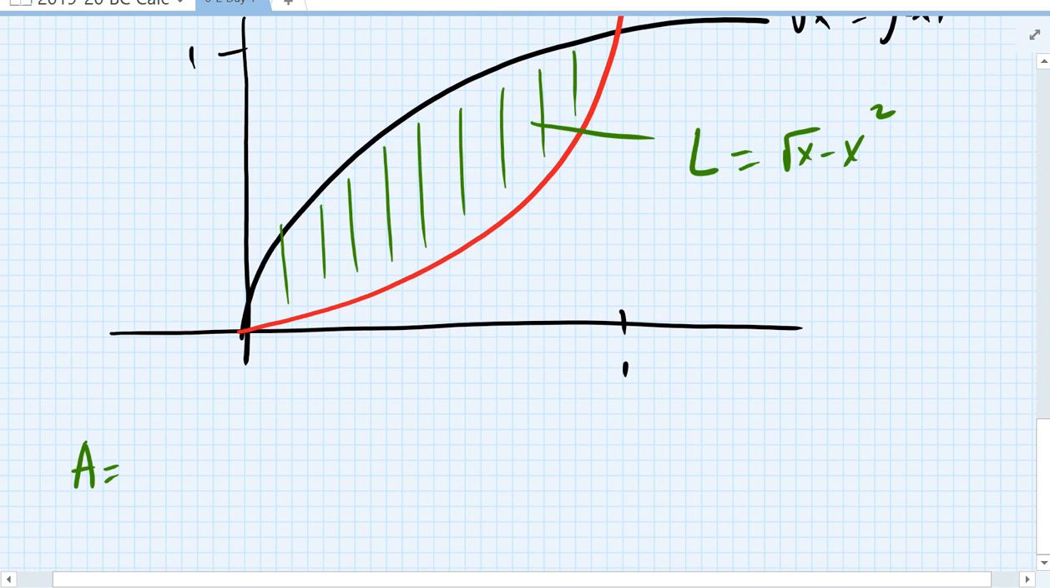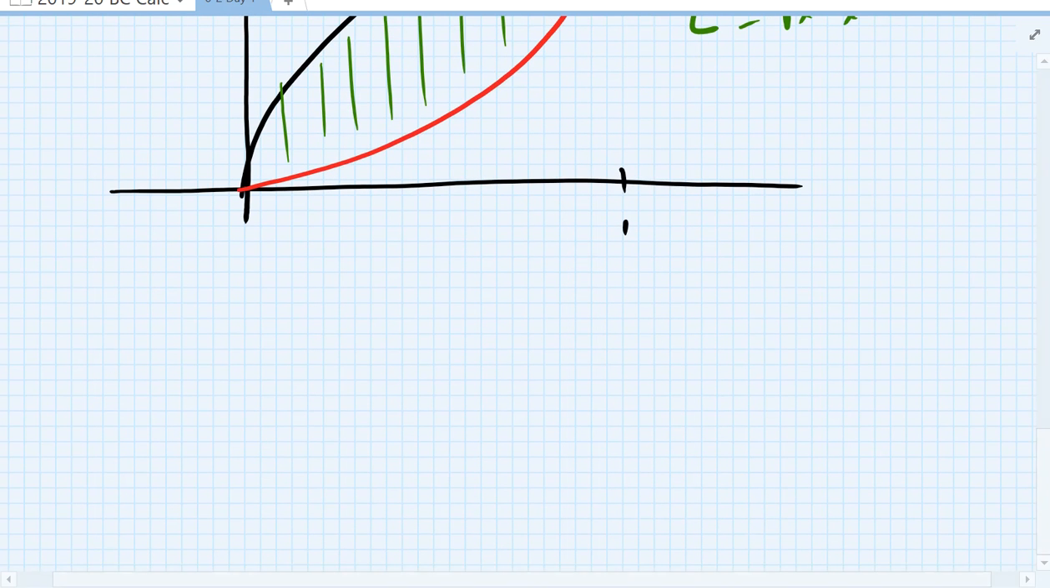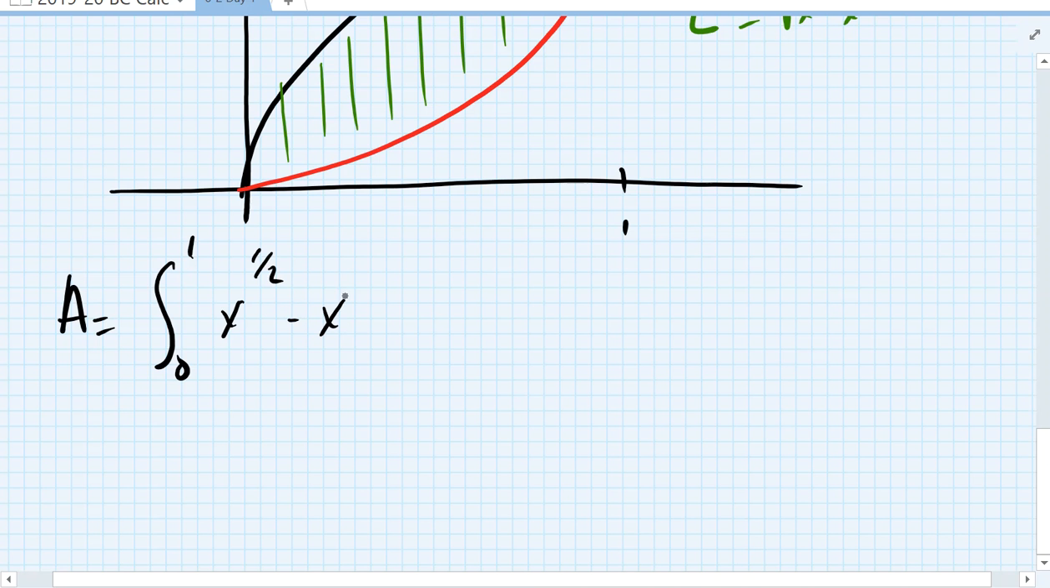Oops, let me get rid of that color. Let me get black, so it shows up better. Y'all ready? Are y'all ready for the area? So area equals the integral from 0 to 1 of x to the 1/2 power minus x squared dx. What's the antiderivative of x to the 1/2? X to the 3/2, and it's 2/3, right? Because I do the reciprocal because I'm dividing by 3/2.